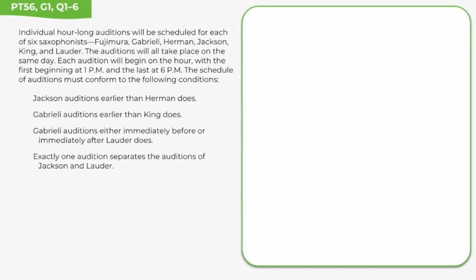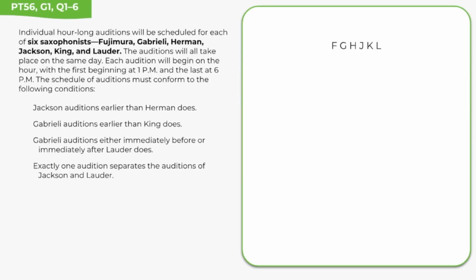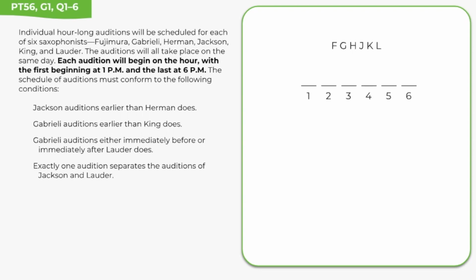So let's take a look at a game here. In this game, they tell us that there are 6 saxophonists: F, G, H, J, K, and L. So we have 6 elements. And then they tell us that each audition will begin on the hour, with the first beginning at 1 p.m., and the last beginning at 6 p.m. So we're supposed to take these 6 saxophonists and order them 1 through 6.